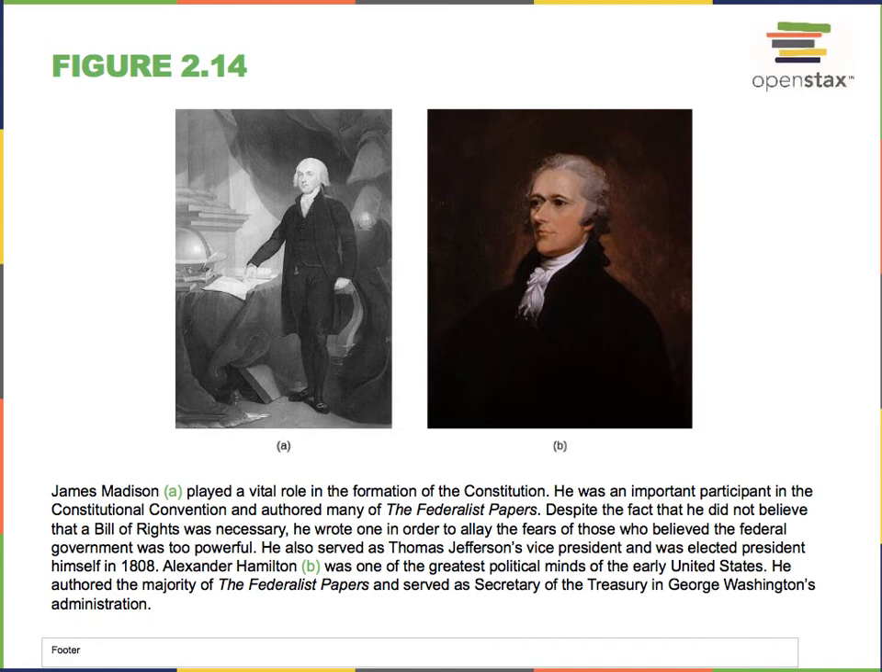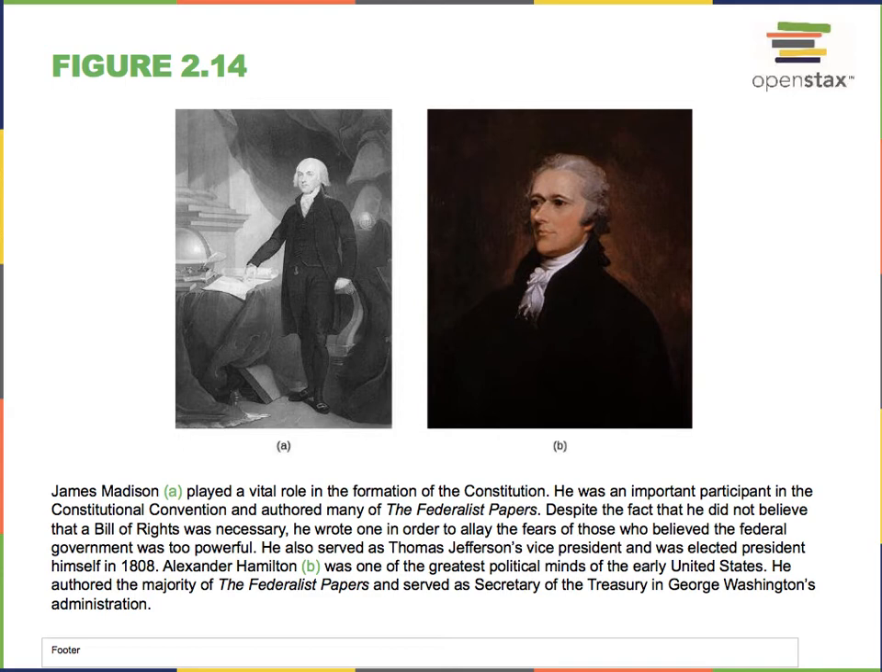James Madison played a vital role in the formation of the Constitution. He was an important participant in the Constitutional Convention and authored many of the Federalist Papers. Despite that fact, he did not believe that the Bill of Rights was necessary, which is a little bit puzzling. He wrote one in order to allay the fears of those who believed the federal government was going to be too powerful. James Madison was from Virginia.